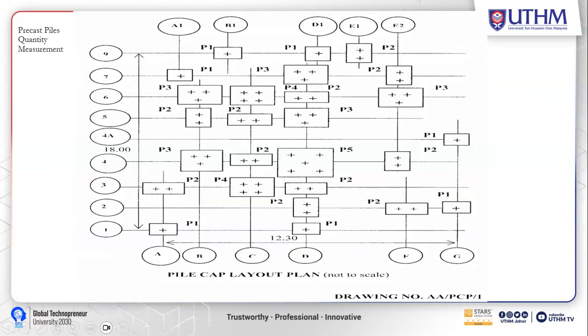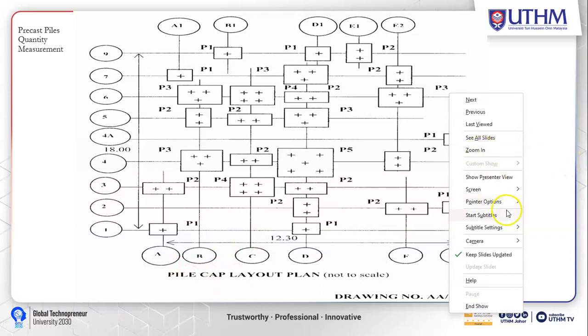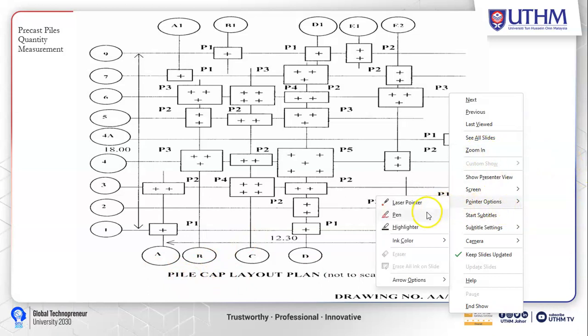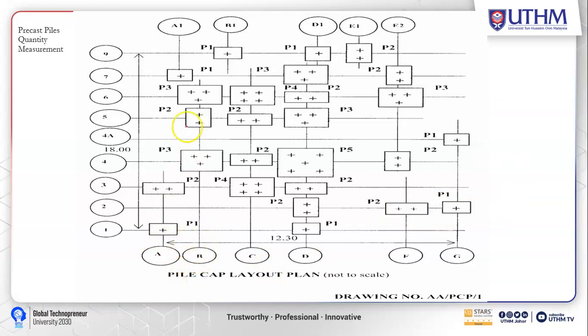All right, so we go for this slide, and please look into this pile cap layout plan. For this layout plan, we know that pile cap is a part of the substructure element. So from this pile cap, how many types of pile cap do we have? We have 5 here, P1, P2, P3, P4. Where is the P4 and P5? Okay, we have 5 types of pile cap.